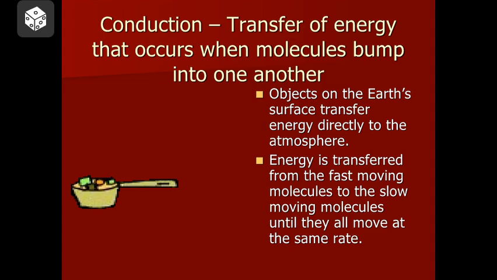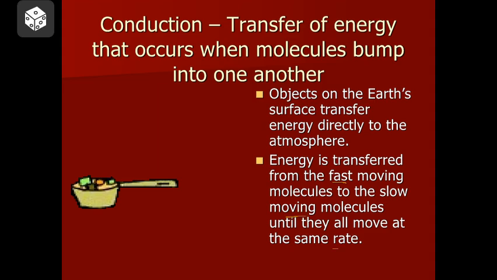Well, that's the way you've got to think of the atmosphere. Objects on the Earth's surface transfer energy directly to the atmosphere. In other words, the atmosphere extends right down to the surface. So as the sun's energy heats up the surface and warms the Earth's surface, that energy is eventually transferred to the atmosphere itself. It's always transferred from faster moving molecules to slower moving molecules. Two of them move at the same rate.